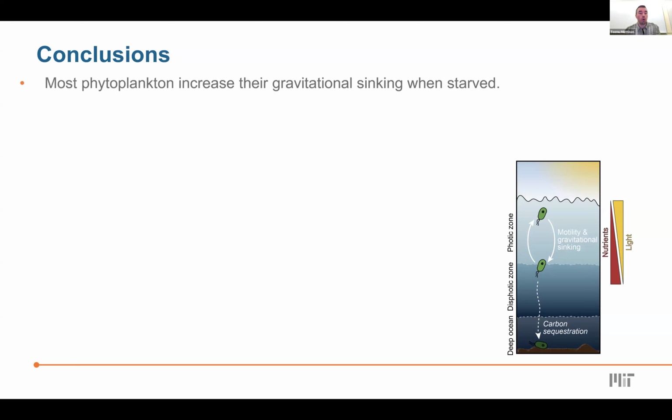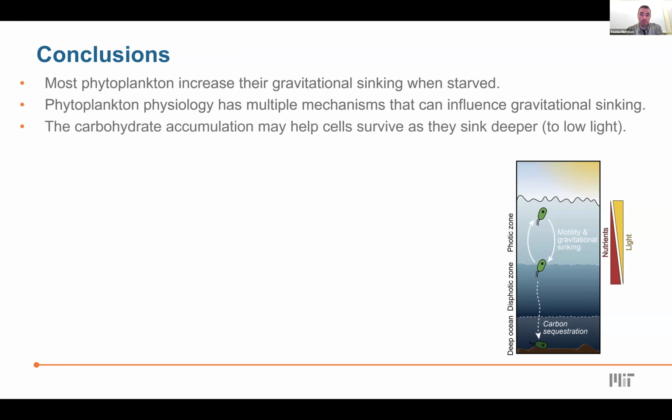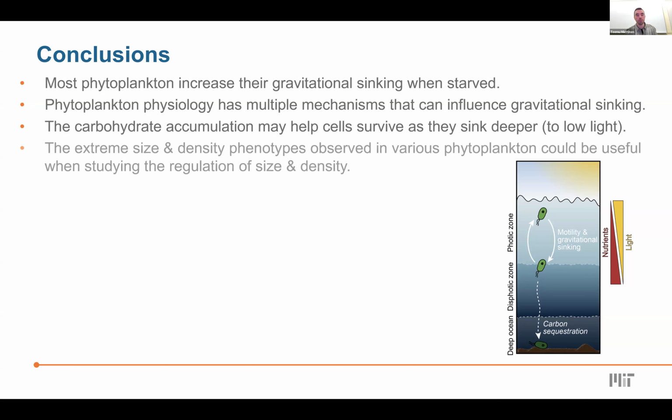So we see that most phytoplankton increase their gravitational sinking when they are being starved, and there are multiple mechanisms that can influence gravitational sinking. A curious hypothesis that we can formulate based on our data is that this accumulation of carbohydrates may not only make the cells sink more, but it might also function as a useful energy storage if the cells sink out of the photic zone, where they may not have as much carbon available because they don't get light anymore.